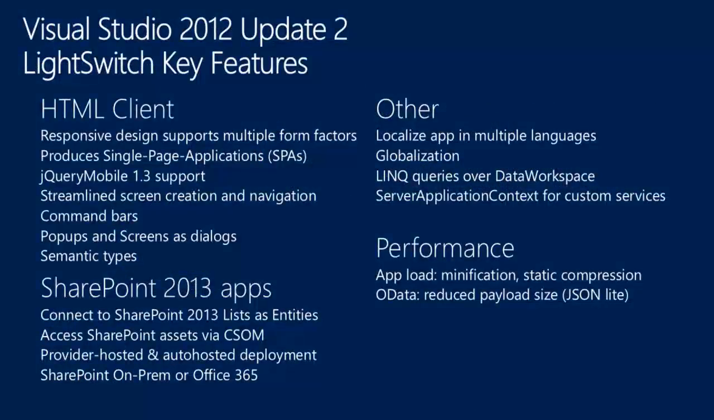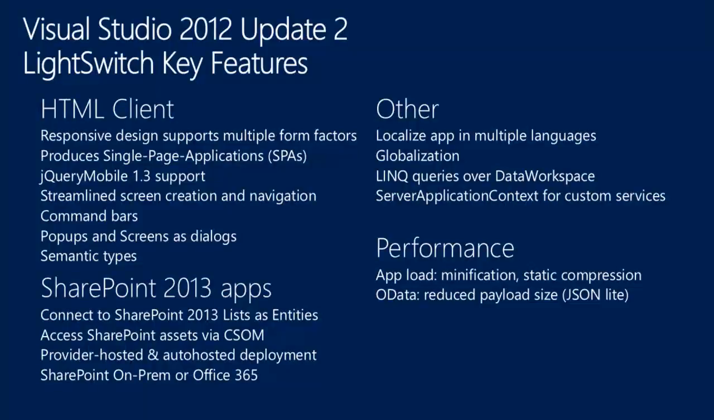Some of the key features of Update 2. If you have Visual Studio, please make sure you have installed Visual Studio Update 2. There are key features like the HTML client. Really what we're doing with that is creating single-page applications, if you might have heard the SPA buzzword. Under the hood, we're creating a single-page app that also uses responsive design principles. As the form factor of your browser increases or shrinks, we automatically adjust the layouts for you. So that's key. The jQuery Mobile 1.3 support is there.